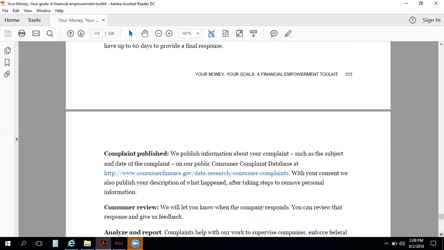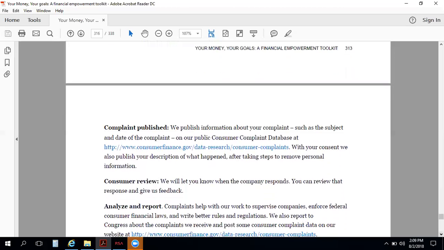We publish the information about your complaint, such as the subject and date of the complaint, on our consumer complaint database, which I would assume is kind of similar to a Better Business Bureau database where people can go and see the complaints that have been lodged against a particular company. And with your consent, we also publish your description of what happened after taking steps to remove personal information. So even though there's information on the claim and what happened online, personal information is not used.